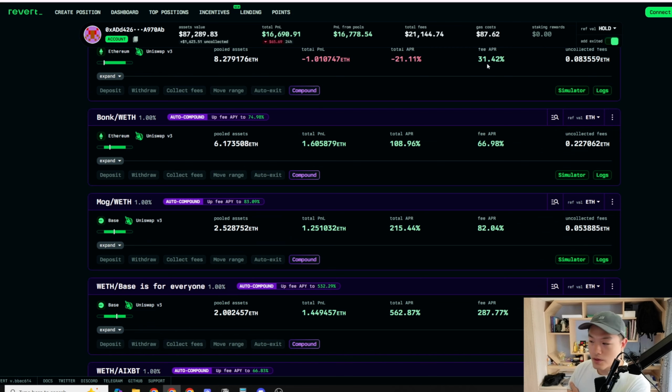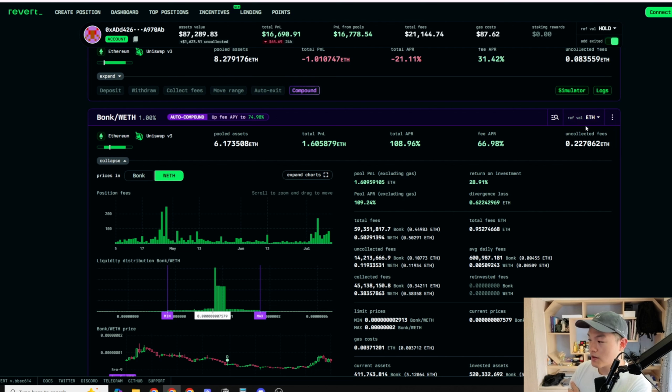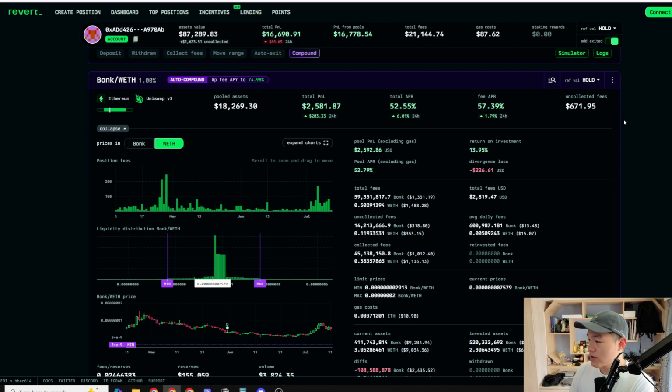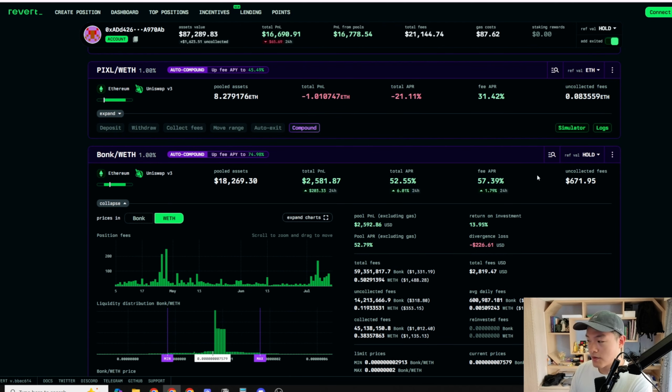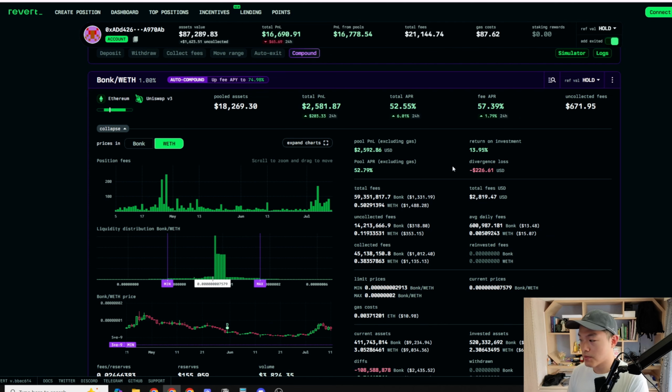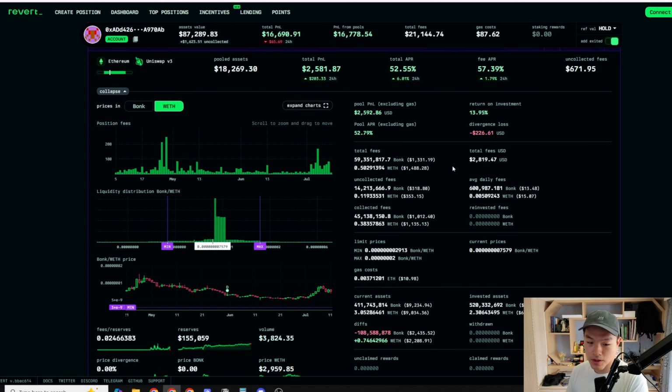If I hop to this LP here, you can see this BONK and ETH pool. So based on the Ethereum terms, it's generating a roughly 67% APR. But in dollar terms, it's roughly 57% APR. So pretty close to what I was expecting, roughly 40 to 60% APR. And it's good enough to get a rough estimate in my opinion, because there's just too many factors at play when you guys are trying to estimate the APR.